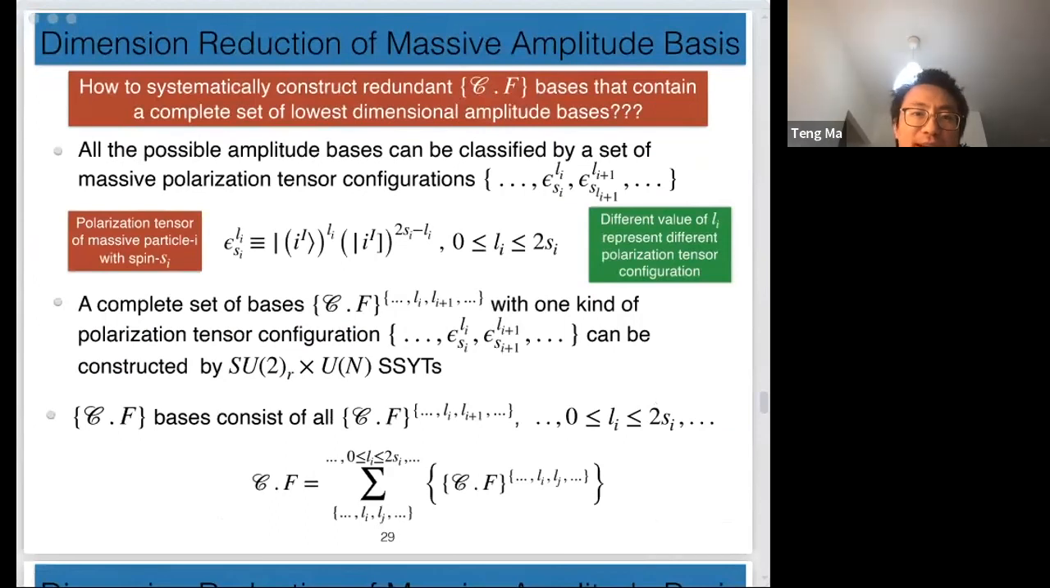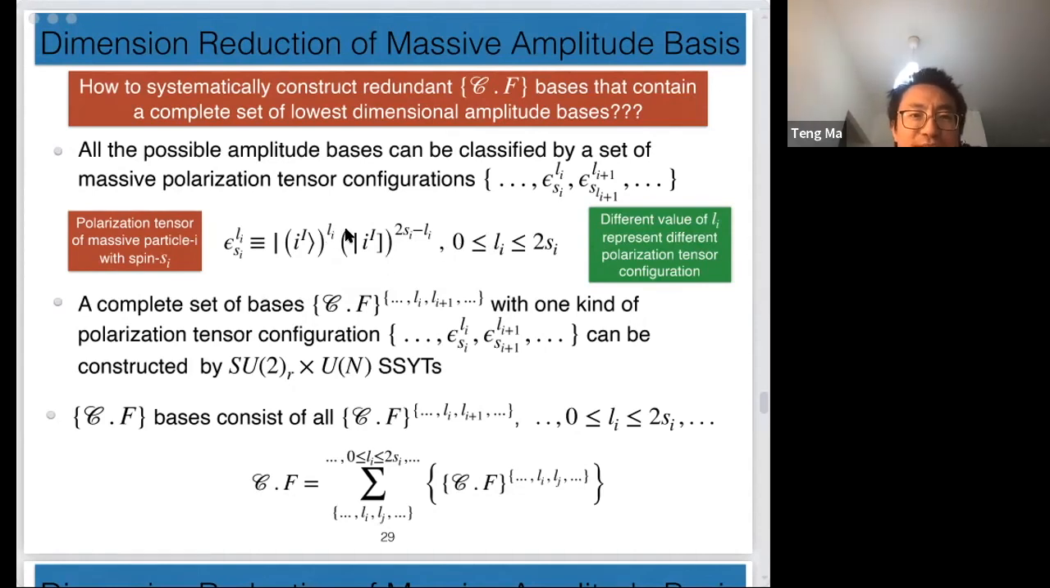Now we know how to decompose the polynomial into BHBs. The only problem is how to systematically construct the redundant and complete CF basis that always contains the complete set of lowest dimension amplitude basis. We found that all possible amplitude bases can actually be classified by a set of massive polarization tensor configurations, Epsilon S, SILI.